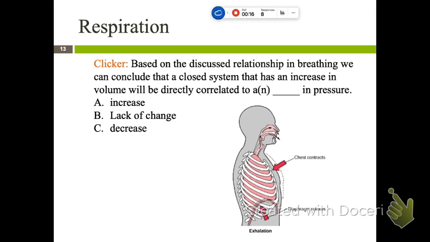So here we're talking about, based on this discussion, an increase in volume will directly relate to what in pressure? What was the answer for that one? Number 9? What ended up being the answer? So you're saying it's greater than it? A couple more seconds.